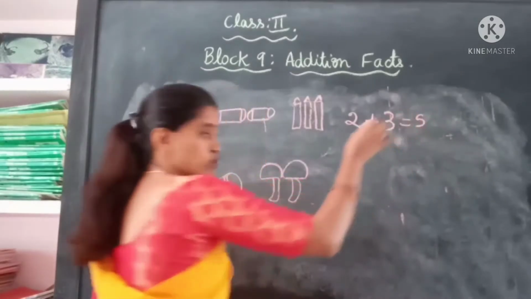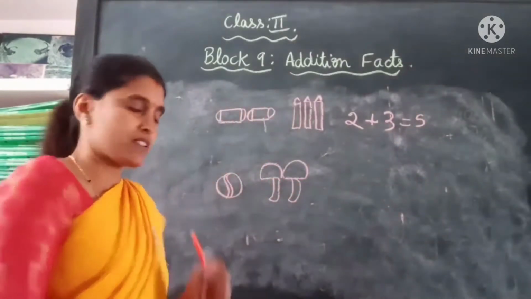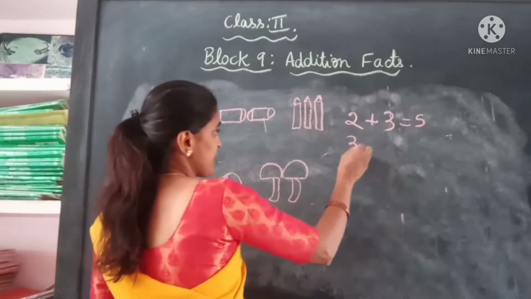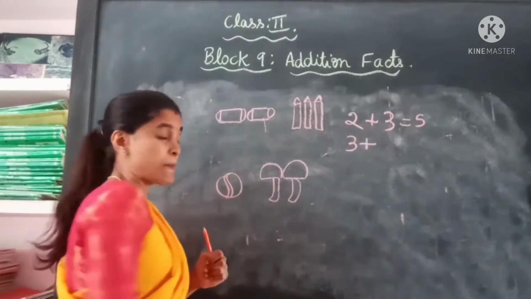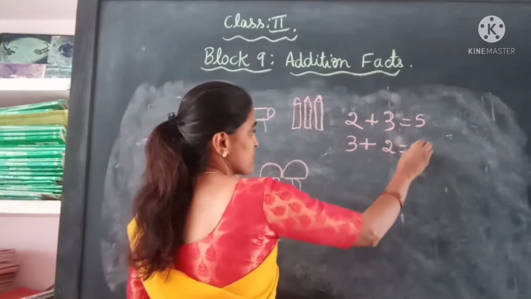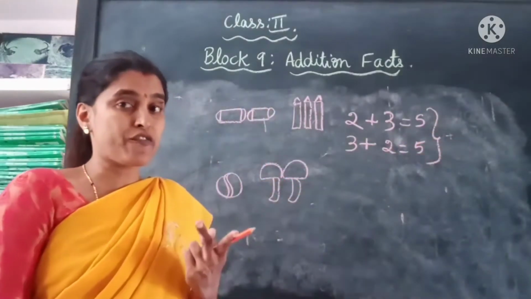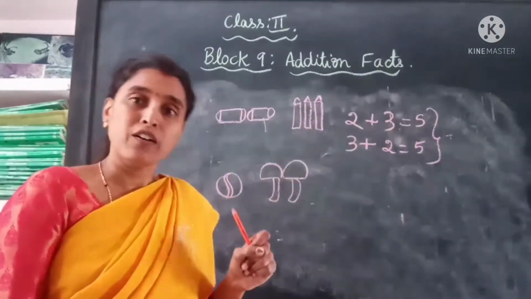5 things we have got. All together we have got 5 things. So let us write one more addition fact. First let us take the number of pencils first. 3 plus 2 is also equal to 5. So here we got 2 addition facts, that is addition facts of 5.